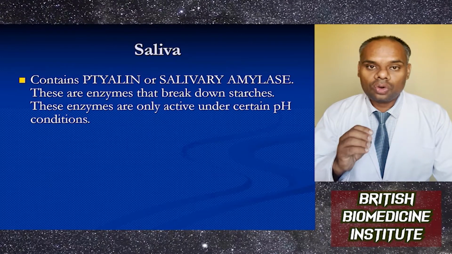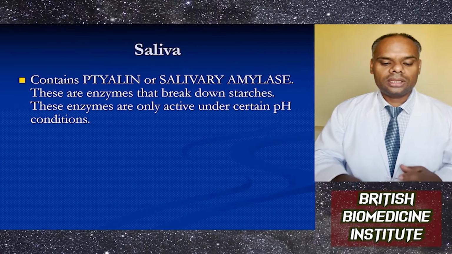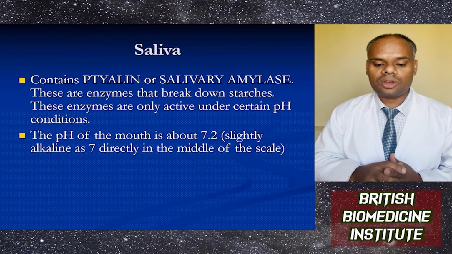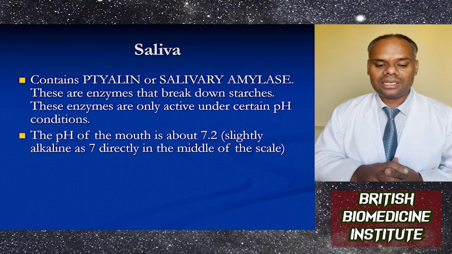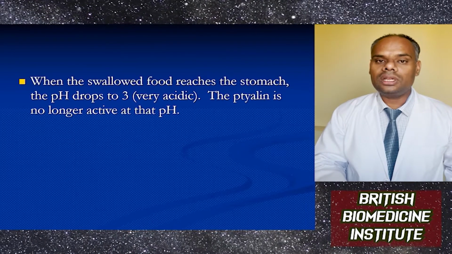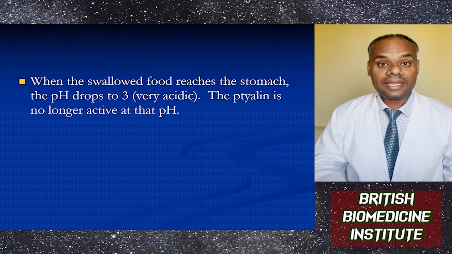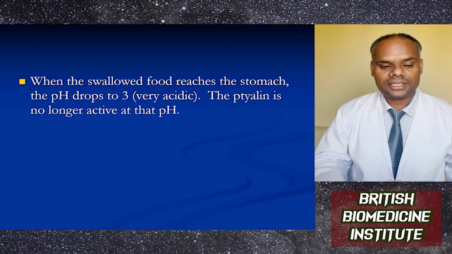These enzymes are only active under certain pH conditions. The pH of the mouth is usually between 7 and 7.2, slightly alkaline, with 7 directly in the middle of the scale. So it ranges between 7.2 or 7.3. When the food reaches the stomach, the pH drops to about 3. It can be very acidic and the ptyalin is no longer active at this pH.